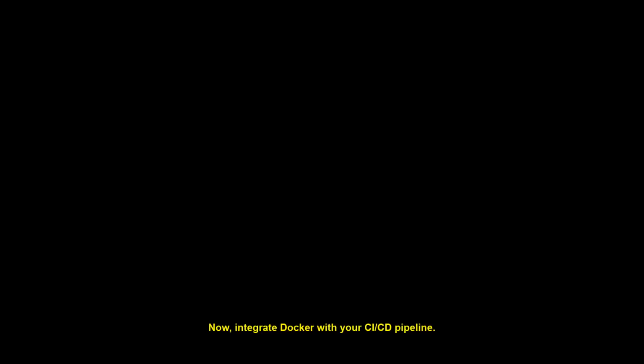Now, integrate Docker with your CI/CD pipeline. Select a CI/CD tool compatible with Docker, such as Jenkins, GitLab CI, or CircleCI. Modify your CI configuration to include Docker commands. Incorporate image building and testing in your pipeline's build stage. Set up deployment stages to deploy the Docker container to your production environment.